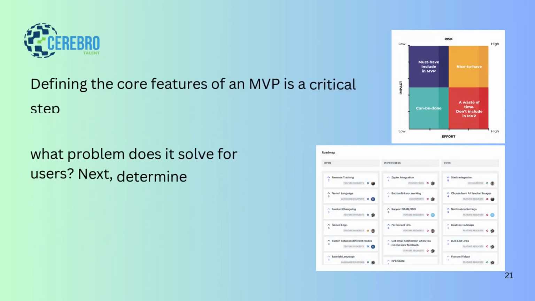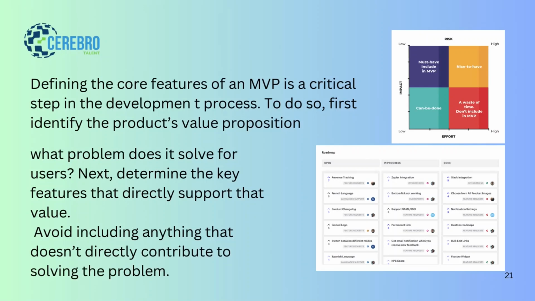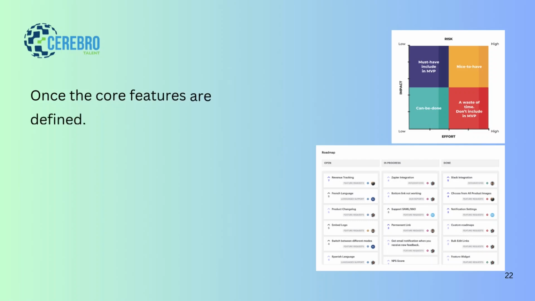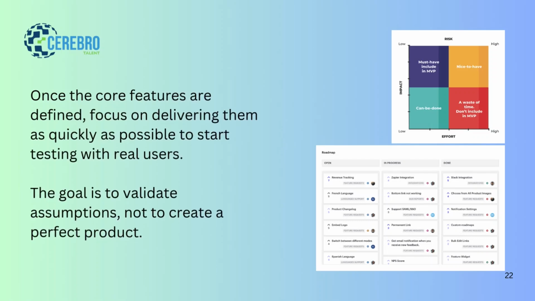Defining the core features of an MVP is a critical step in the development process. To do so, first identify the product's value proposition. What problem does it solve for users? Next, determine the key features that directly support that value. Avoid including anything that doesn't directly contribute to solving the problem. Once the core features are defined, focus on delivering them as quickly as possible to start testing with real users. The goal is to validate assumptions, not to create a perfect product.